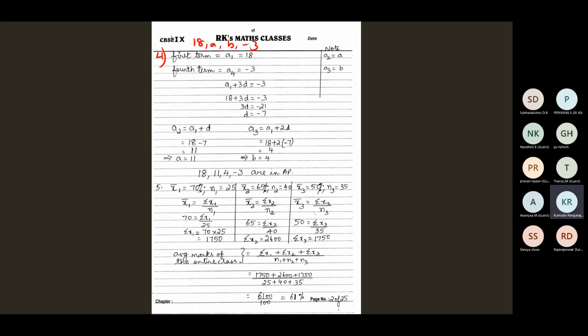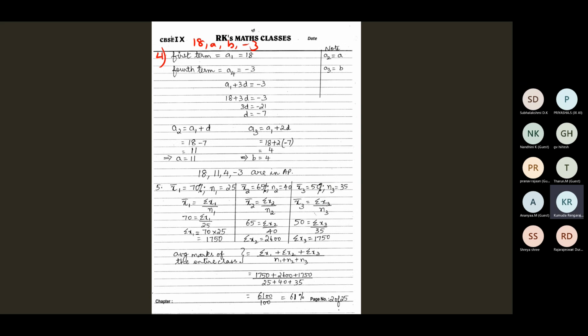So in 4, 18 is the first term and minus 3 is the fourth term. So that means a plus 3d is minus 3.